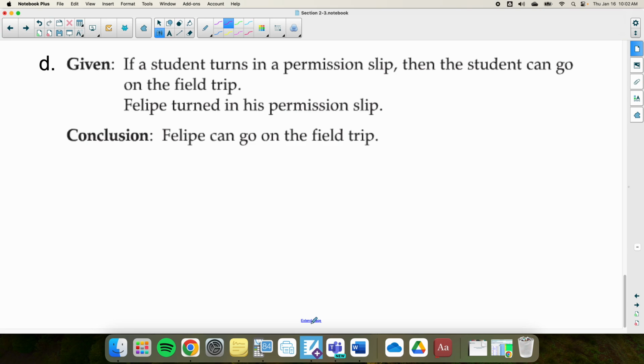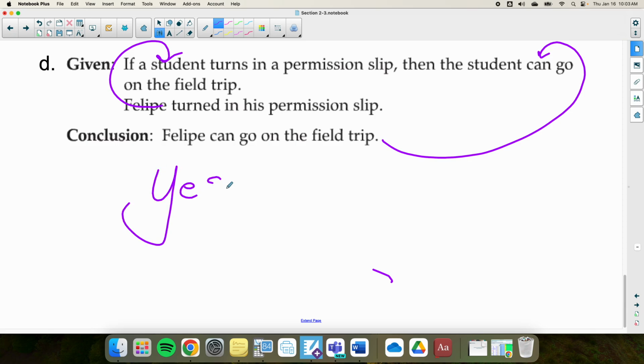So this one says, if a student turns in a permission slip, then the student can go on the field trip. Philippe turned in his permission slip. Is this talking about the beginning? Yes. And then the final is Philippe can go on the field trip. Is this talking about the end? Yes. So we just say yes.